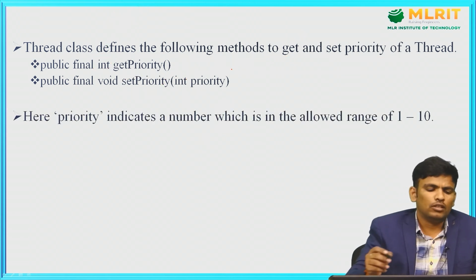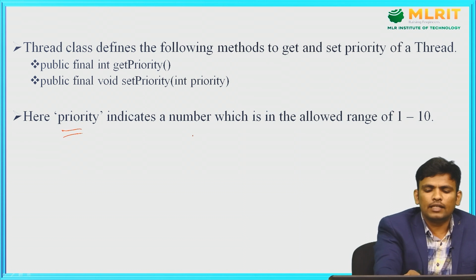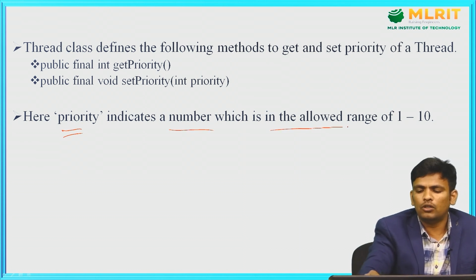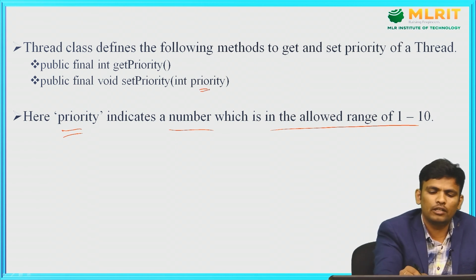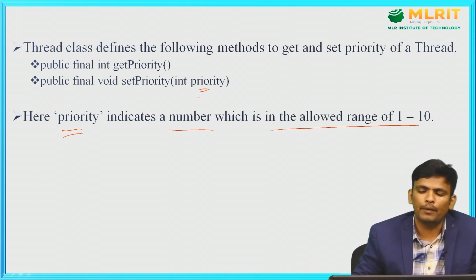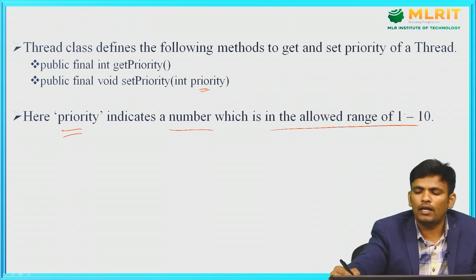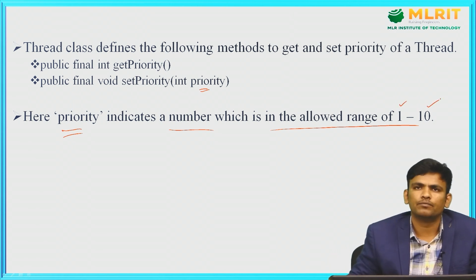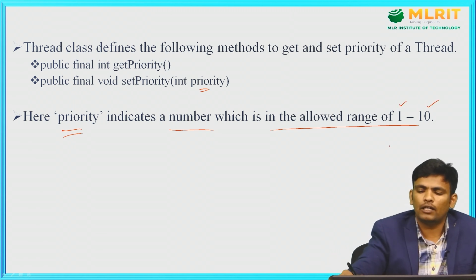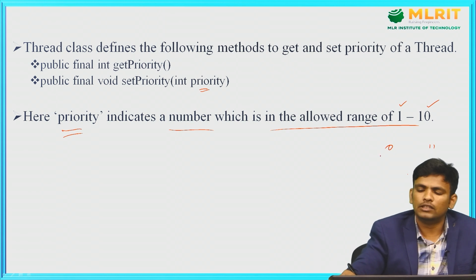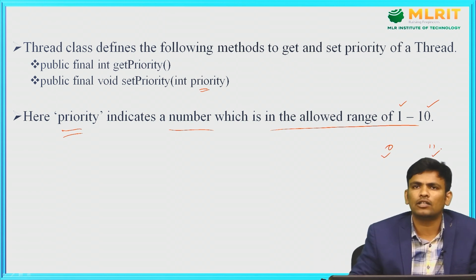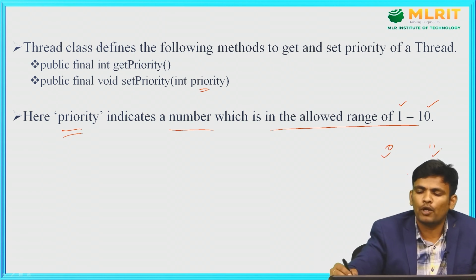Next, the priority indicates a number, and the allowed range is 1 to 10. As I mentioned, the priority is there now. This means the number we pass must be from 1 to 10 only. If I pass 0, it will throw an exception. If you pass 11, it will also throw an exception. Even though 0 and 11 are integers, the valid range of priorities is 1 to 10.